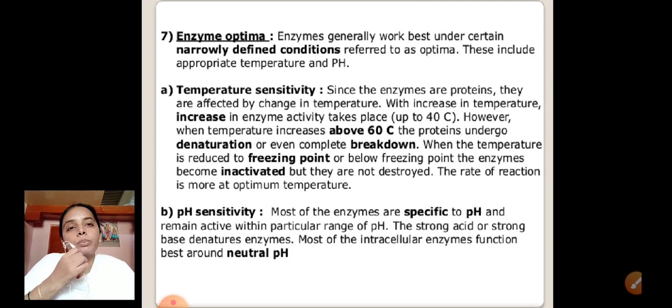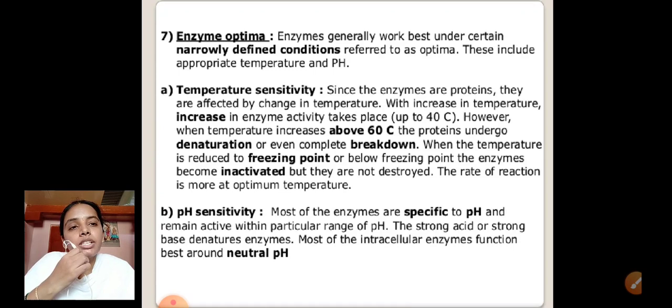Enzyme optima. Enzymes generally work best under certain narrowly defined conditions, which are referred to as optima. These include appropriate temperature and pH. Enzymes are temperature sensitive. Since enzymes are proteins, they are affected by changes in temperature. At high temperature, the enzymes become denatured. At low temperature, they become inactive.